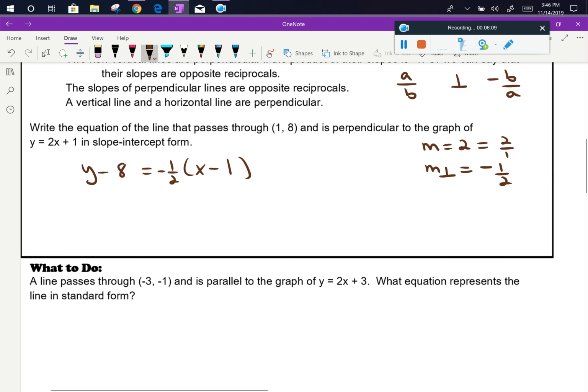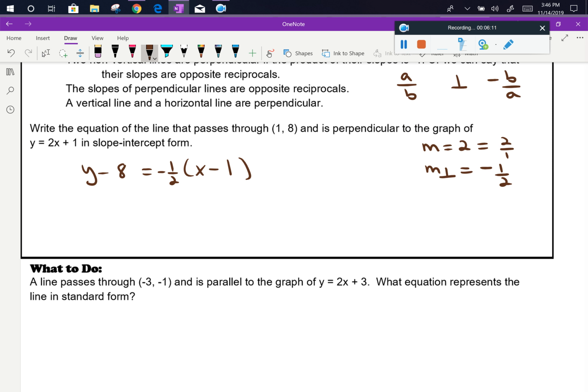And just like in the previous problem, they asked us for slope-intercept form. Again, we look to see, would distributing be so terrible? And it really wouldn't be. It's pretty easy multiplication. So we've got y minus 8 equals negative 1/2 x. A negative times a negative is a positive, and a half times 1 is just a half.